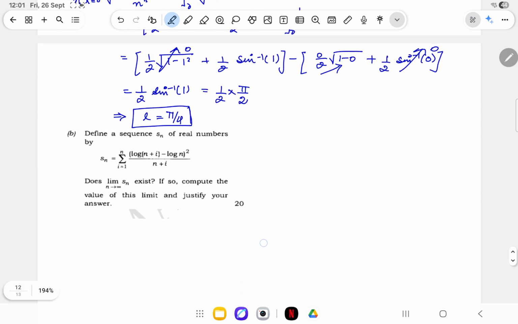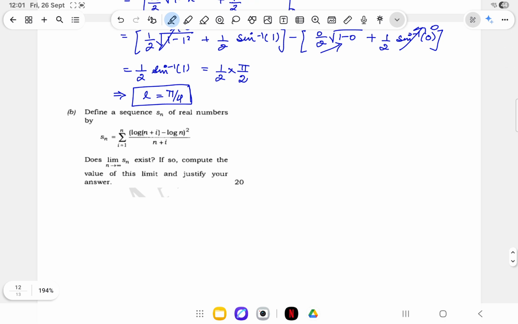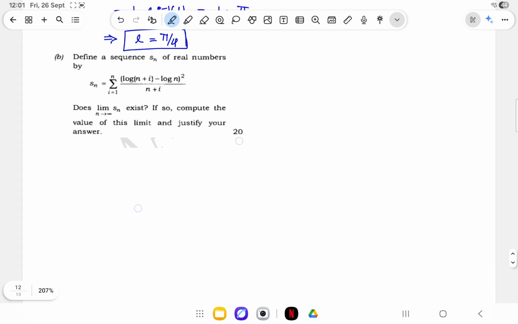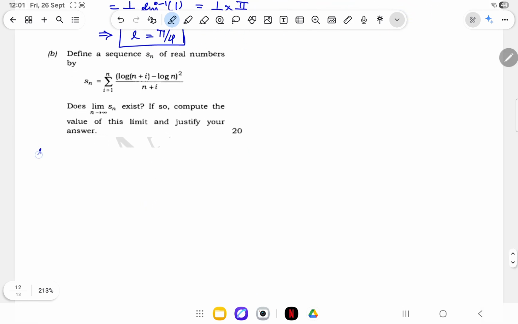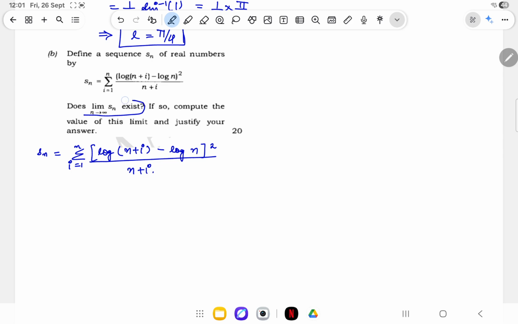In a similar manner, we'll move on to solve the next question. That is, they have defined a sequence Sn of real numbers, and it is defined as Sn is basically summation i equals 1 to n of (log(n+i) minus log n) whole square divided by n plus i. And we are supposed to check if this limit exists, basically limit of Sn exists, and if it exists we are supposed to compute the value of this and justify our answer.